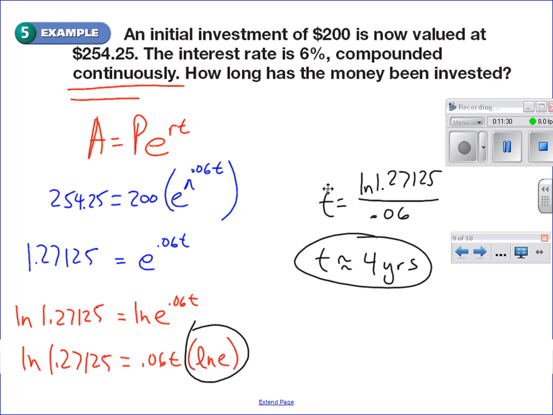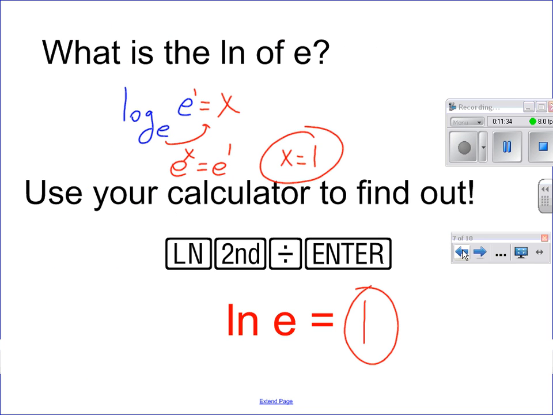So again, not a whole lot of new stuff here. The big idea is right here. Basically, that log base e of e is 1, and basically ln is the notation for log base e. Okay.